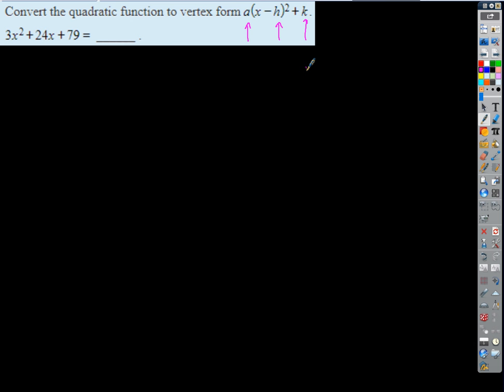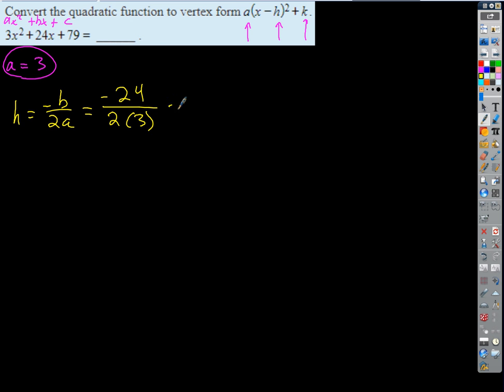What's A? 3. You can see this is in the form ax squared plus bx plus c, isn't it? Right? Standard form. So we can see right away that a equals 3. Well, there's one of the 3 done. How do we get the others? How do I use a, b, and c to calculate h? What's my formula? There you go. Negative b over 2a. So negative b would be negative 24 over 2 times a, which is 2 times 3. So negative 24 over 6 is what? Negative 4. Perfect.